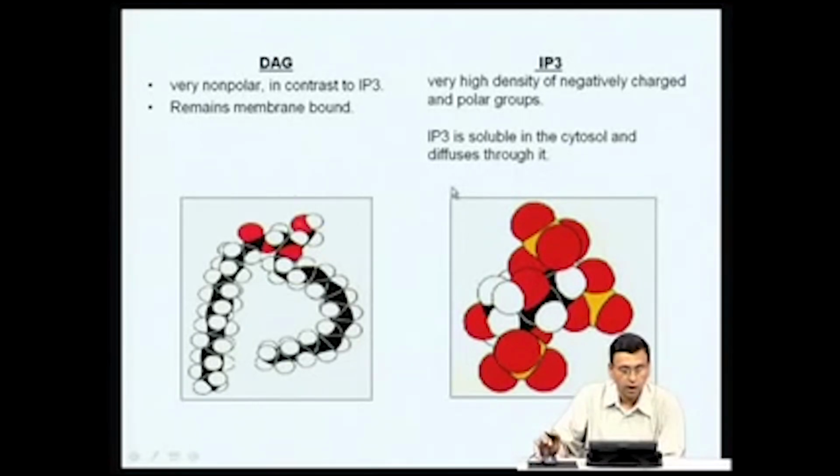The diacylglycerol is a very nonpolar molecule in contrast to IP3, which is a hydrophilic molecule. The DAG therefore remains membrane bound. You can see the red actually indicates the polar groups. It is largely hydrophobic and therefore it remains associated with the hydrophobic membranes, whereas the IP3 contains a lot of charged surfaces, a number of polar groups, and therefore it remains soluble in the cytoplasm and it can easily diffuse through the cytosol.